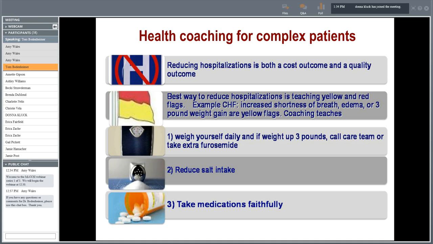Again, health coaching for complex patients, the red flags and the yellow flags are a very, very key part of it. And I assume that that's what a lot of you do as care managers, is really teach patients and families how to recognize when things are getting worse and then what to do if things are getting worse. Those are probably the most important parts of health coaching for complex patients, is the red flag and the yellow flag.